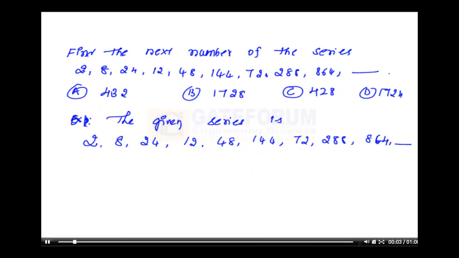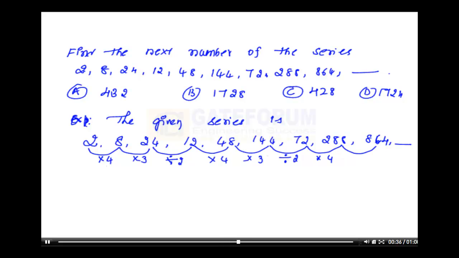2, 8, 24, 12, 48, 144, 72, 288 and 864. Now we have to find the pattern followed by these numbers. Looking at the first two numbers, 2 and 8, it is 2 into 4. Similarly, 8 and 24 are related by multiplying by 3. And 24 and 12 is divided by 2. Next is again into 4. Next is 48 into 3, 144. Then 144 divided by 2 is 72. So next it is into 4, then into 3.